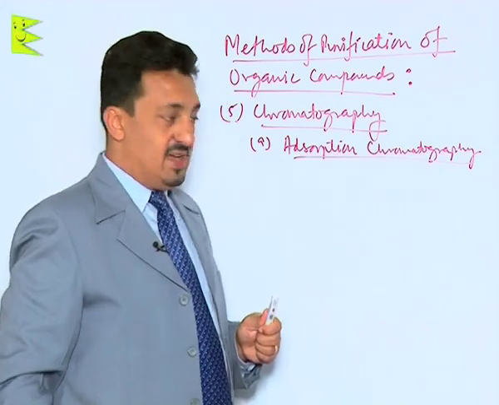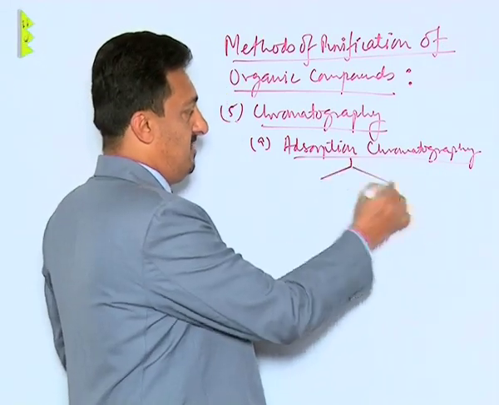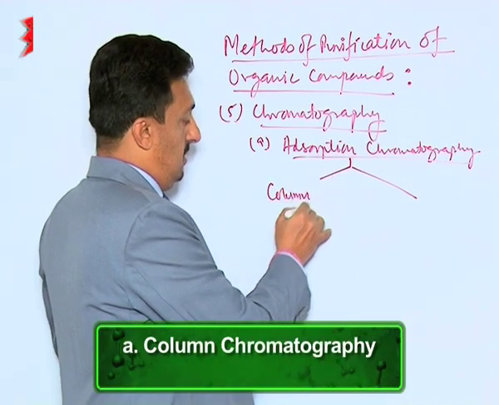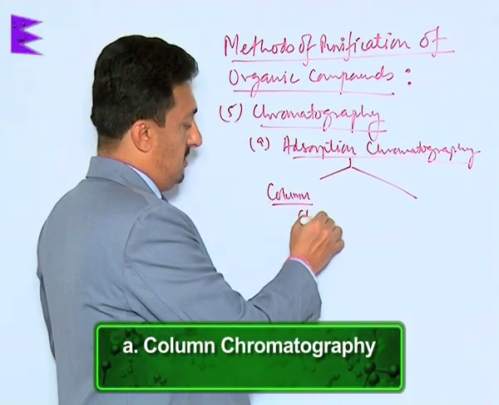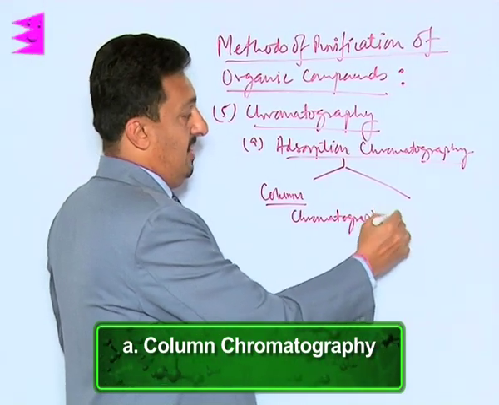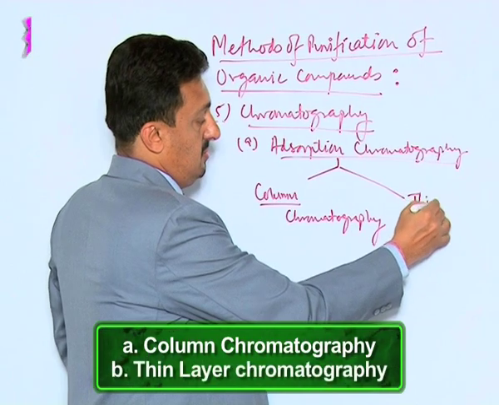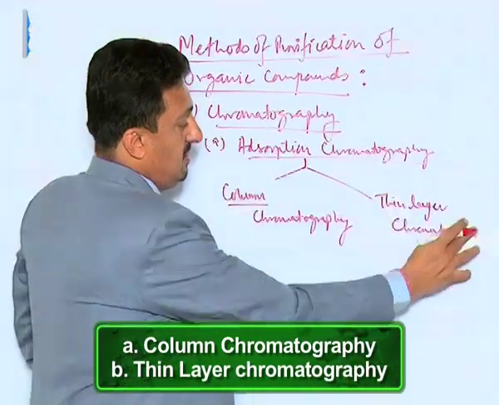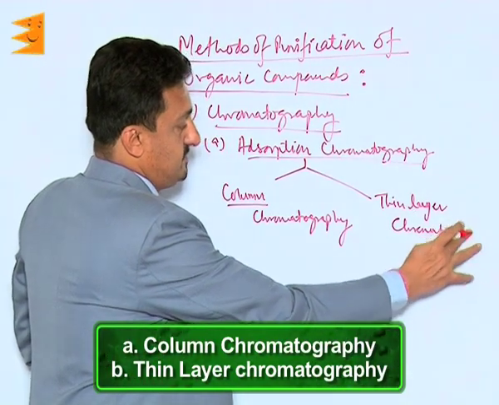Adsorption chromatography again is of two types. It's of two types called column chromatography and the other is called thin layer chromatography.